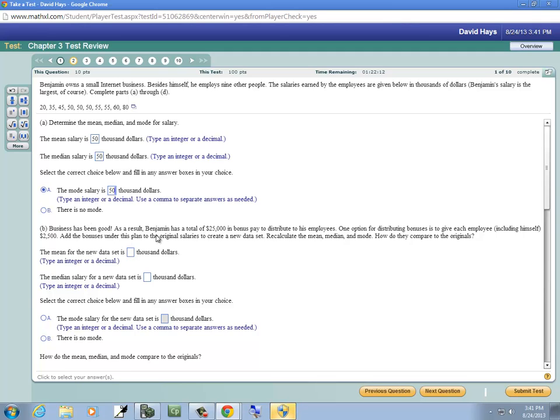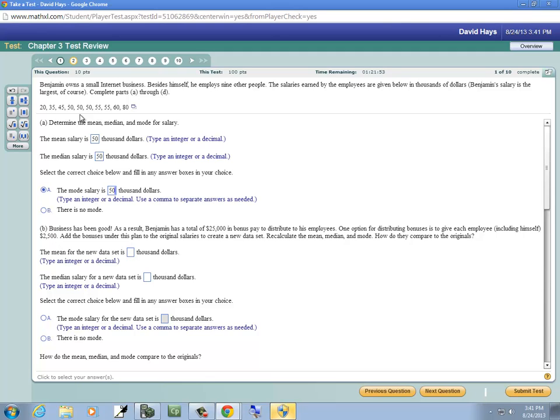Okay, business has been good. As a result, Benjamin has a total of $25,000 in bonus to distribute to his employees. One option is to give each employee $2,500. Add the bonuses under this plan to the original salaries to create a new data set. Recalculate the mean, median, mode. How do they compare to the originals?